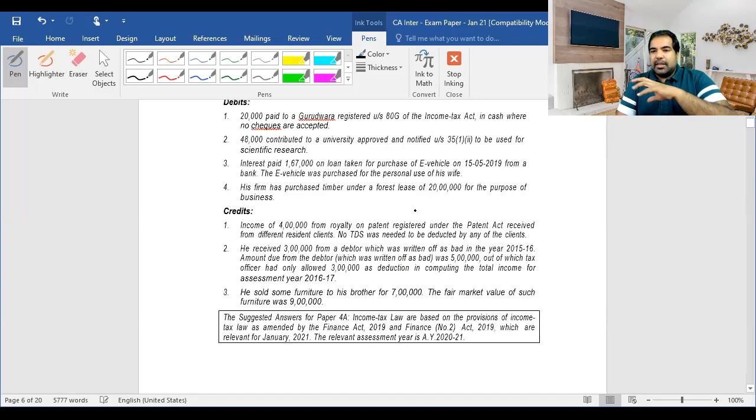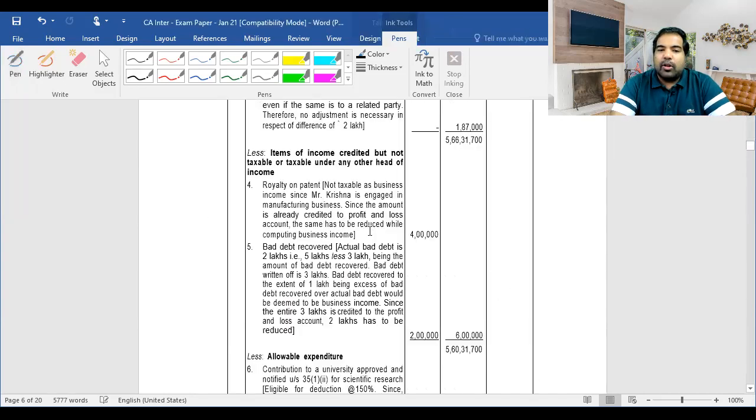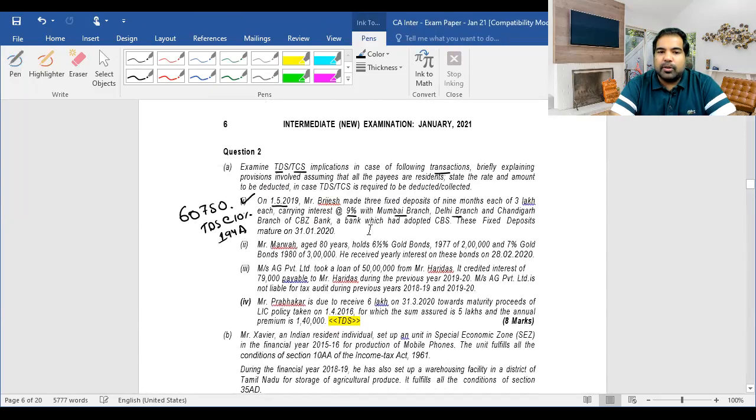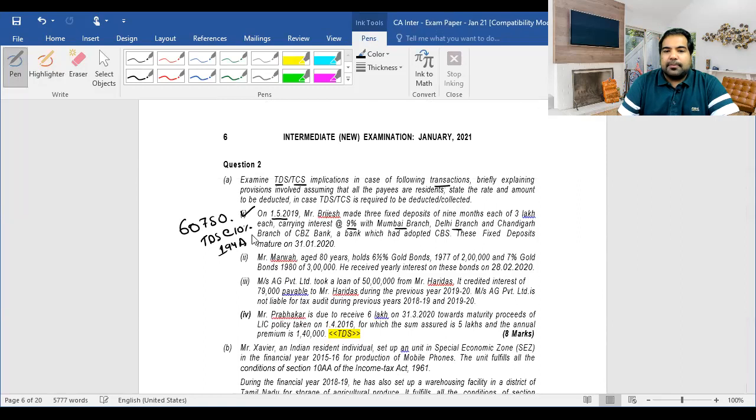And CBS basically means all the banks are together, all the branches are together. That's what CBS means, that it's per bank, not per branch. Next, Mr. Marwa, who's 80 years old, holds 6.5% gold bonds of 2 lakh and 7% gold bonds of 3 lakh. He received yearly interest on these bonds. Guys, this one is section 193, interest on securities, bonds, etc. Again, at the rate of 10%.